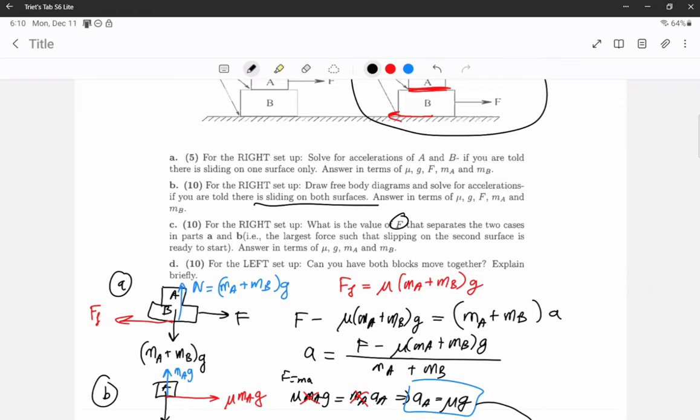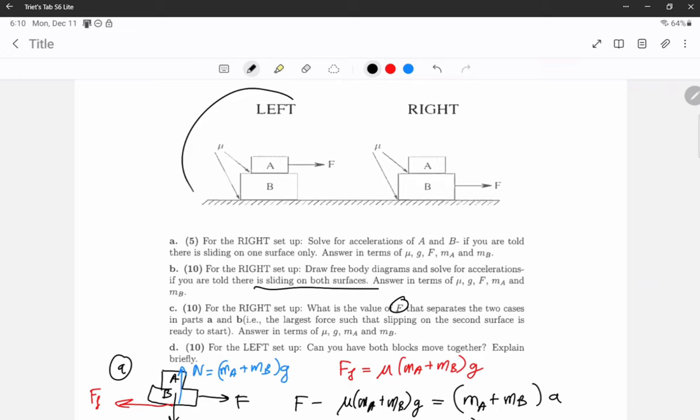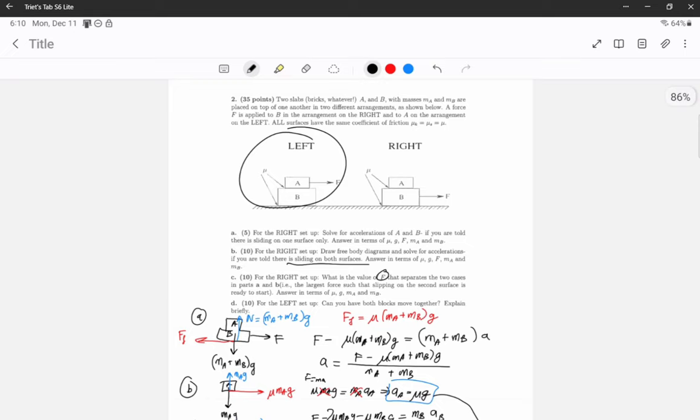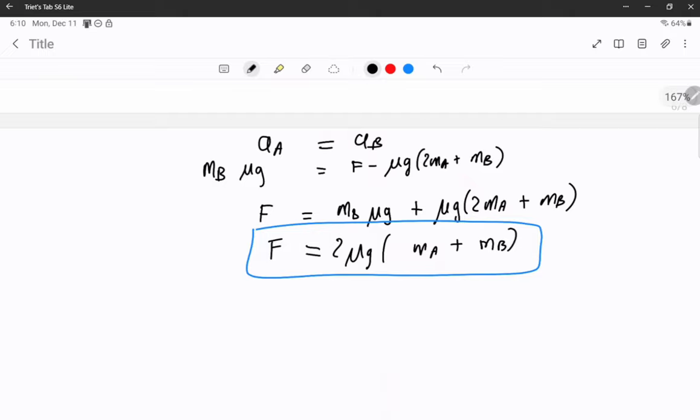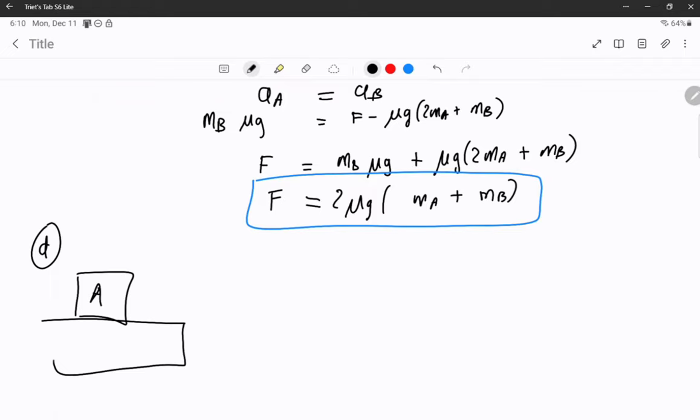Finally, D for the left setup. So, yeah, we move to the left setup. Can you have both blocks move together? Let's play briefly. So for this one, you have A, B, you have A on top, B on bottom, and the force is on A.